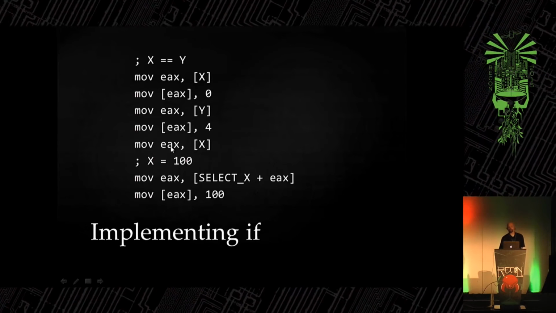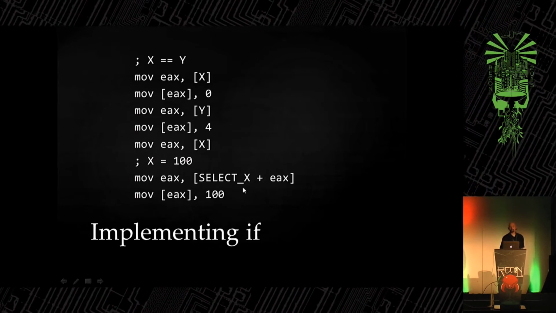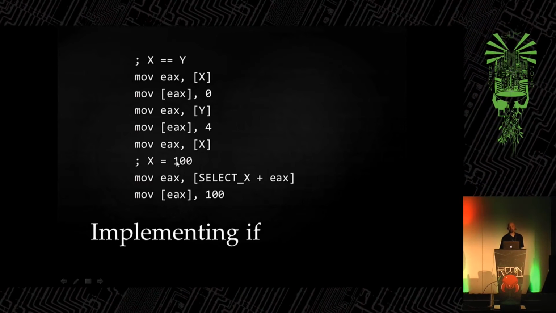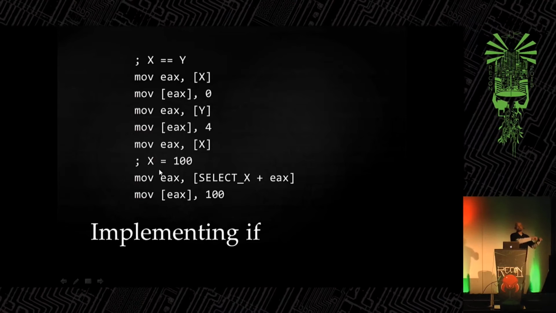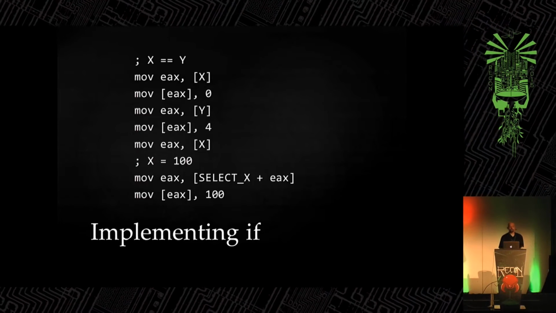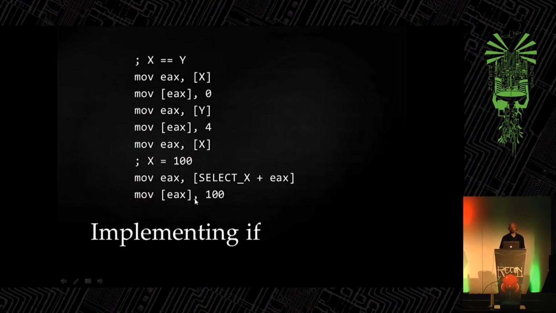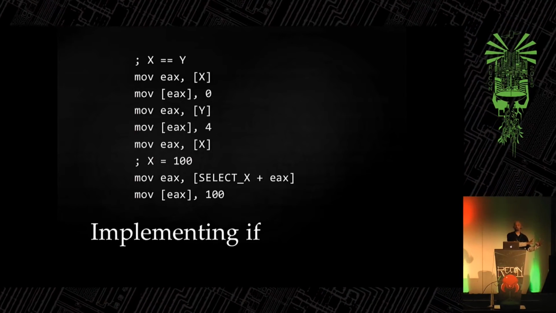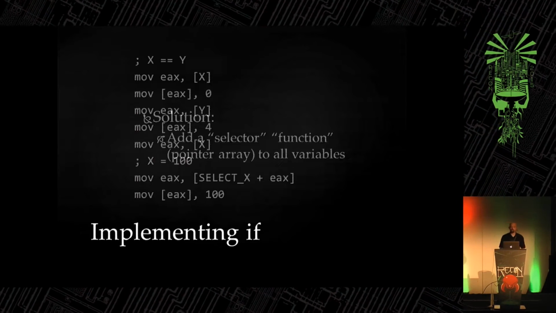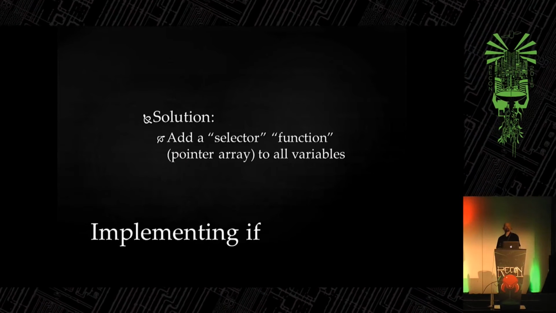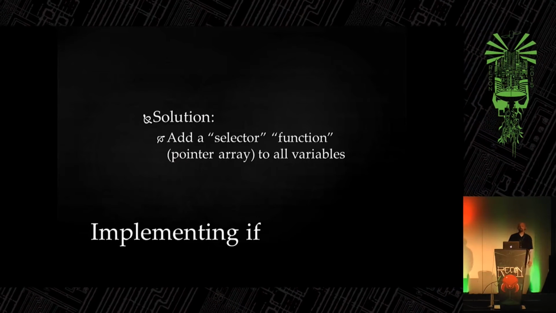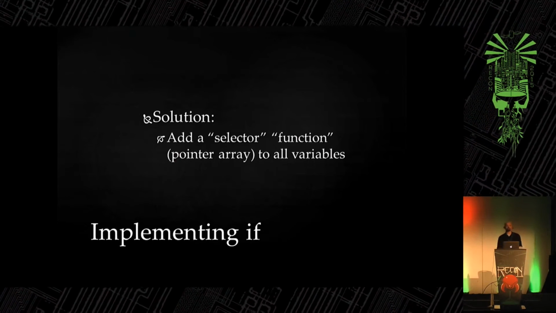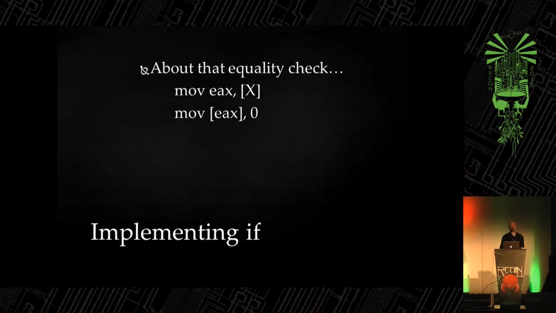If so, EAX gets set to one thing. If not, it gets set to something else. Then we use EAX as an index into our pointer selection table to select a pointer either to the real data or to the fake data. Then we dereference that pointer and store 100 to whatever it points to, effectively storing 100 to x if x and y were equal and storing it to some scratch data if they weren't. So really we can implement any if statement then just by adding these selector functions, which are really just pointer arrays, to all of our variables to let us switch back and forth between real and fake data.